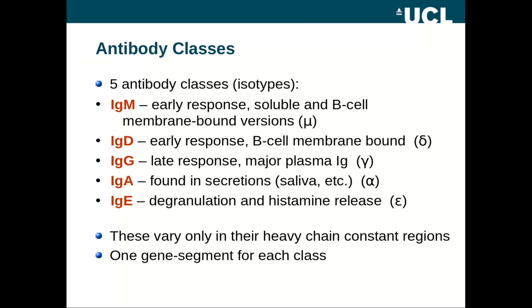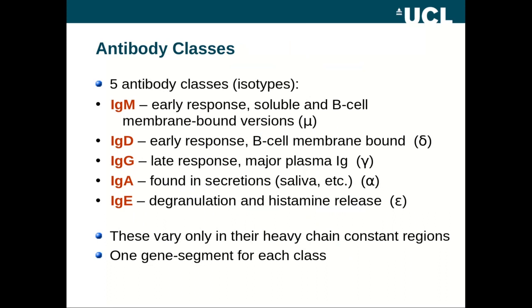IgG is the major plasma immunoglobulin. It's a late response antibody. It starts to be produced once the affinity maturation has occurred. IgA is found in secretions, things like saliva, the lining of the gut, the mucus that lines the lungs and the trachea, and so on. And it gives a kind of first line of defence, attacking invading organisms which get into the lungs or into the throat and so on. The fifth type, IgE, is involved in what's known as degranulation and histamine release, and I'll come back to that in just a moment.